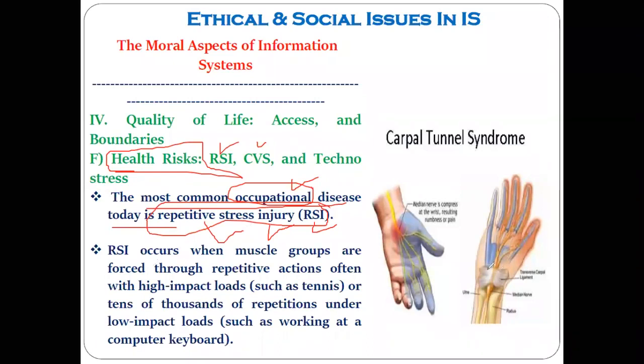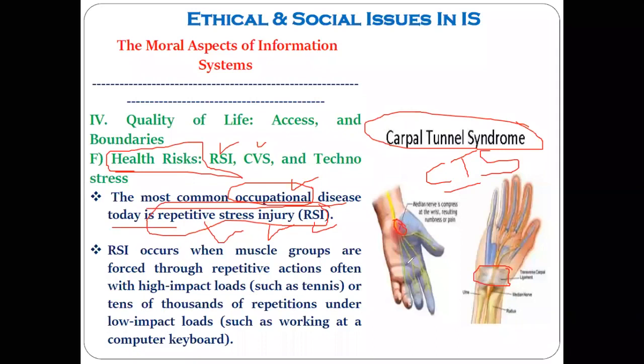Here also I have shown, because of that, there is one disease related to it, which is called CTS, carpal tunnel syndrome. What? Carpal tunnel syndrome. Here I have shown you the median nerve of our hand. There you get the problem because of such kind of repetitive stress injuries. You got the point?